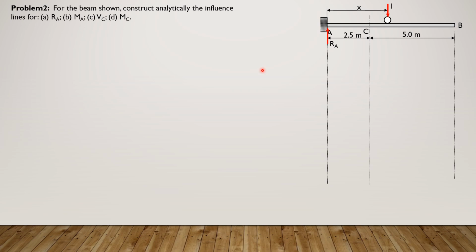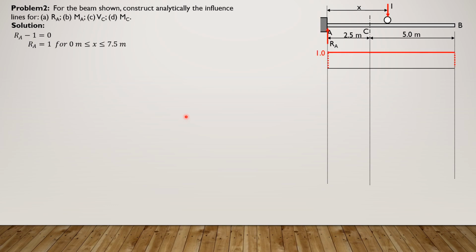So the equation is simple: RA minus 1 equals 0. And this is applicable for all x in that interval of the cantilever beam. So RA is equal to 1 for 0 less than or equal to x up to 7.5, the entire span of the cantilever beam. So it means it is constant, it is 1 from A to B.